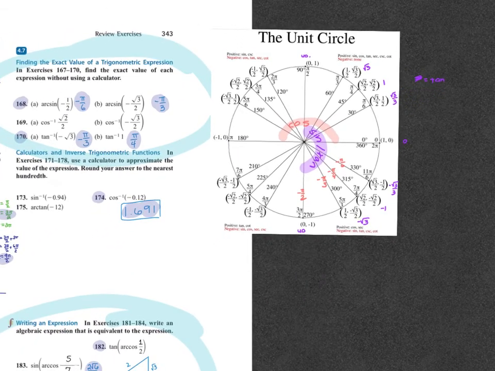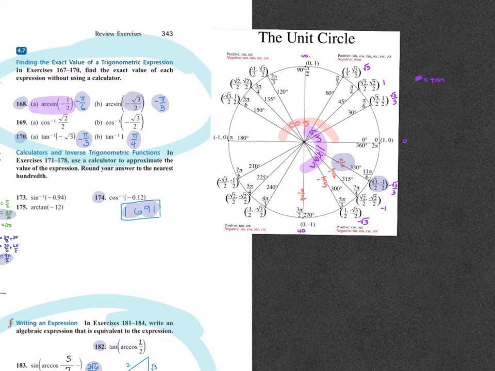Then when you look at something like A, 168A says arc sine negative 1/2. What this really means is give me the angle in radians where sine is negative 1/2. And sine's the y. So because I only use the right side of my circle for sine, I'm just going to look on the right side where y is negative 1/2, and that happens here. So I give that angle, which is negative pi over 6. If you put 11 pi over 6, it's going to be marked wrong. So be careful. You need to restrict that.